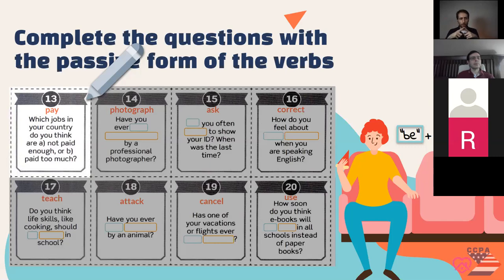But Robert, I want to hear your opinion. Which jobs do you think that here in Paraguay are not paid enough? I think the teachers. I like that opinion, indeed, right? Teacher salary is always questionable, right? Exactly, true, yes. And who would you say is paid too much?